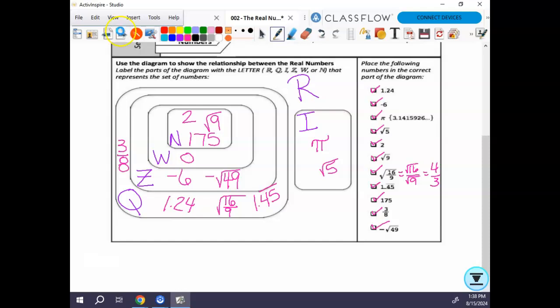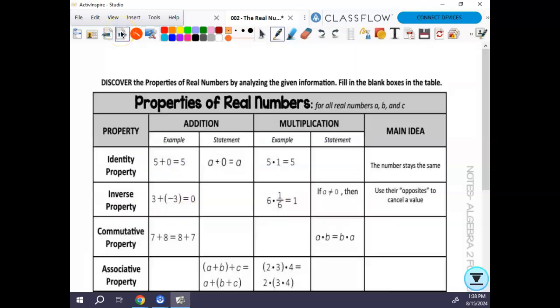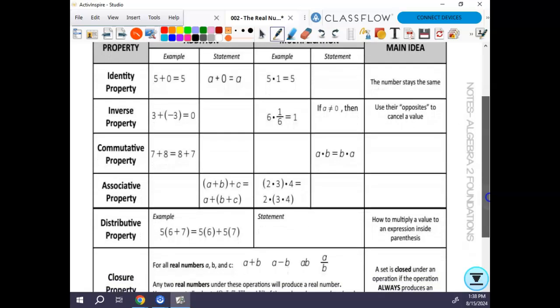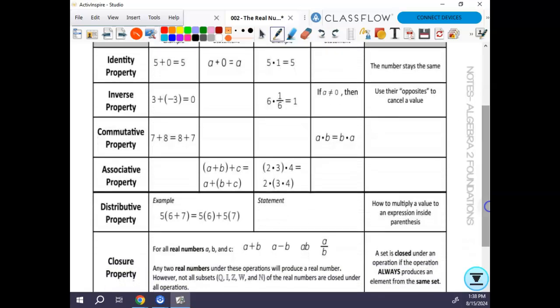All right, so on the back, these properties, you're actually taught these at some point in literally elementary school. And then you use them, but I don't think the words are used with you. And I have to stop and think sometimes even what they are, just so that I can keep it straight in my head. But so we have the identity property. Identity property means whatever you do to it, the number stays the same.